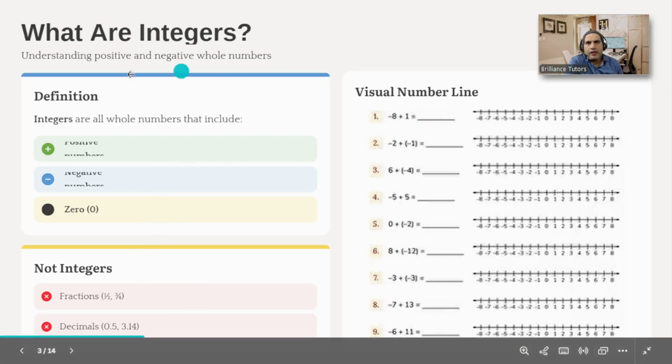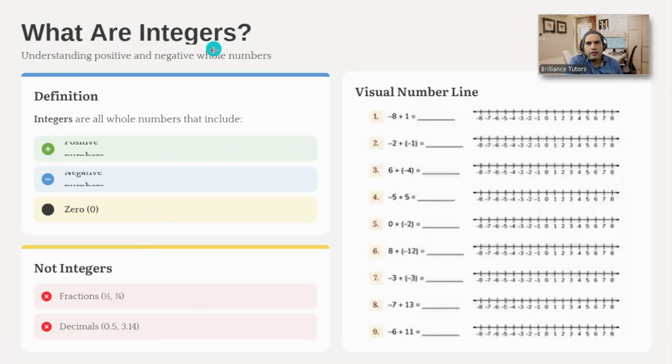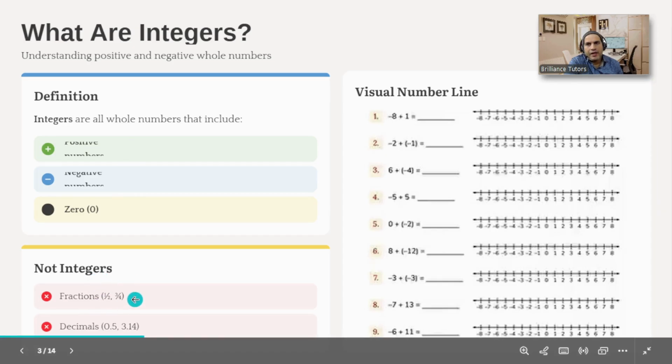So number visualizing, you can see what integers are. Integers include all the whole numbers, positive integers, and the negative numbers are also part of the integers, and 0. So we have positive and negative numbers and then 0, all are included. But a fraction or a decimal number is not an integer. So these are not integer numbers, you can see. Fractions and decimals do not come under integers.